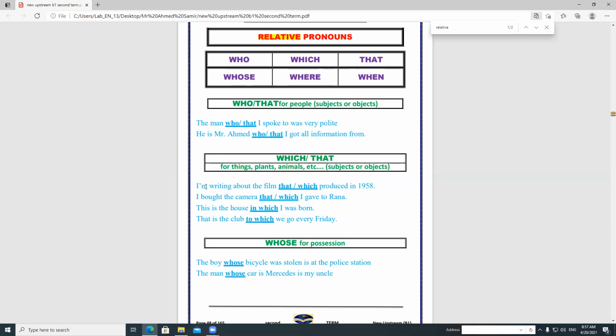So, for example, I am writing about the film which was produced in 1958. So here we are talking about the film. So that's why we used which instead of who, because here we aren't talking about people. Okay, so the second example: I bought the camera which I gave to Rana. So I gave you new information about the camera, and because we are talking about the camera, we used which as a relative pronoun, and so on.